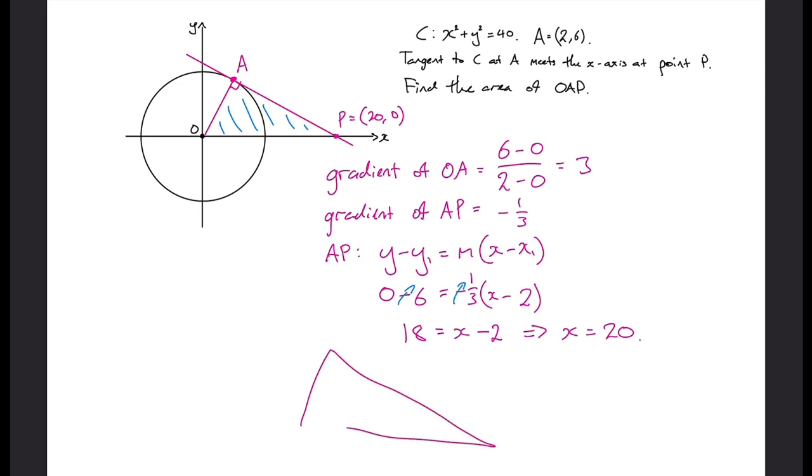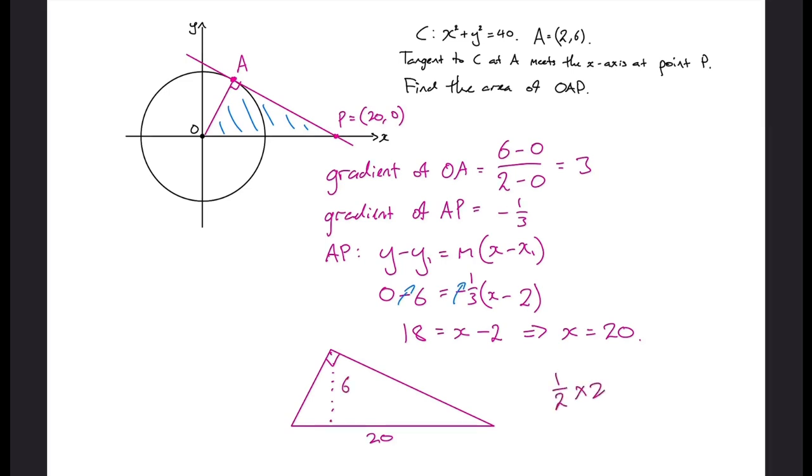So we've now figured out everything we need to know. So if we redraw the triangle, we can start to fill in how long the sides are. We know that the base is going to be 20 long and that the height is going to be 6. So using the formula for the area of a triangle, we're going to have half times a base of 20 times a height of 6. Half of 20 is going to give us 10, times that by the 6 gives us 60 altogether. So the final answer to our question is going to be 60.